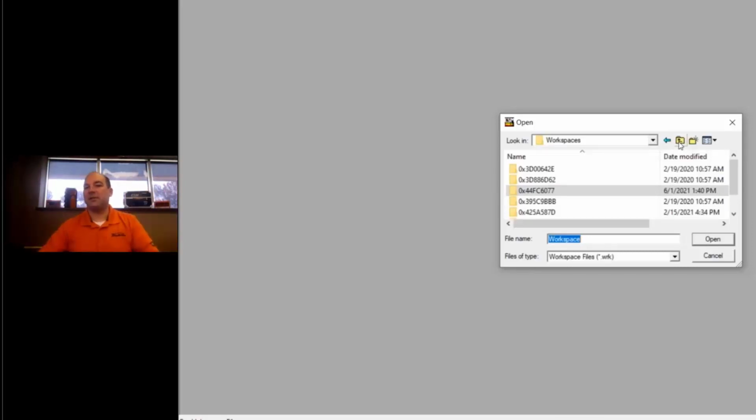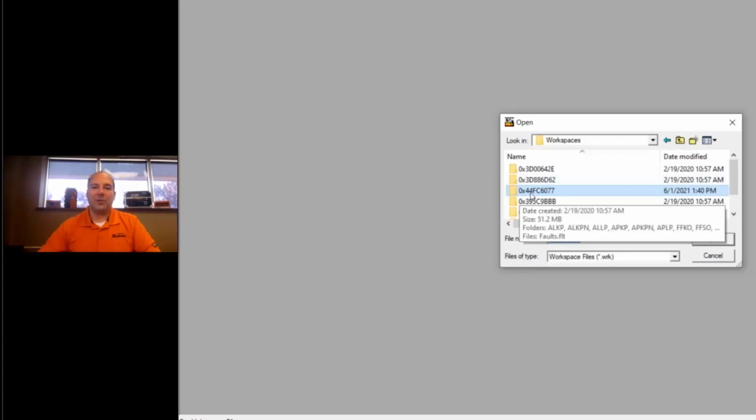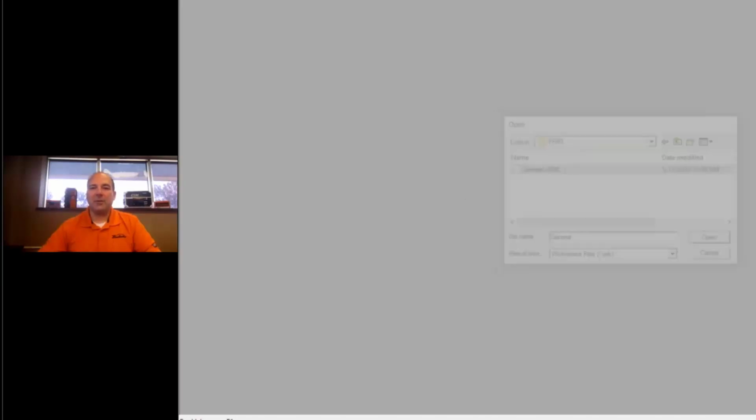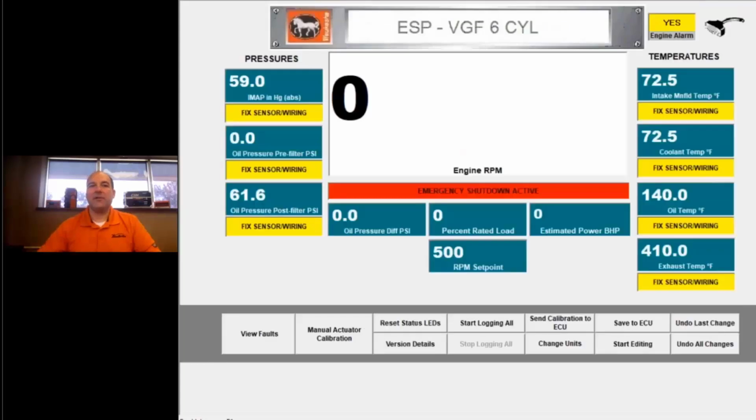So up in the top, it said the 100th anniversary for Waukesha. When I'm looking at the later developed engines, they're all going to end with this OX44FC6077. That's going to be our horsepower logo that we're going to see as we open this one up. The next thing is I'm going to look in here and I would find what workspace I wanted and open that up. In this case, I want to open up that VGF SE that we have in the back of our shop, which I know is workspace FFKM.